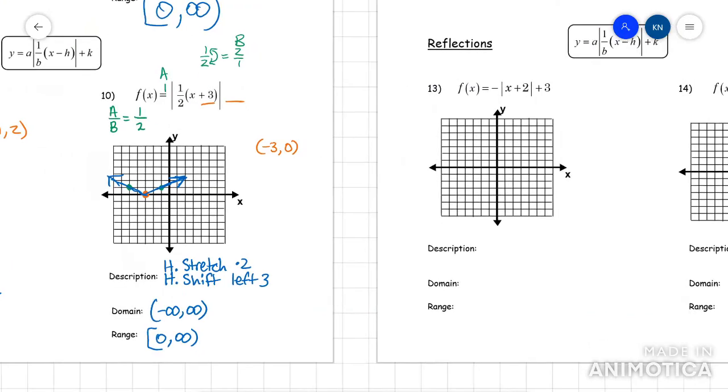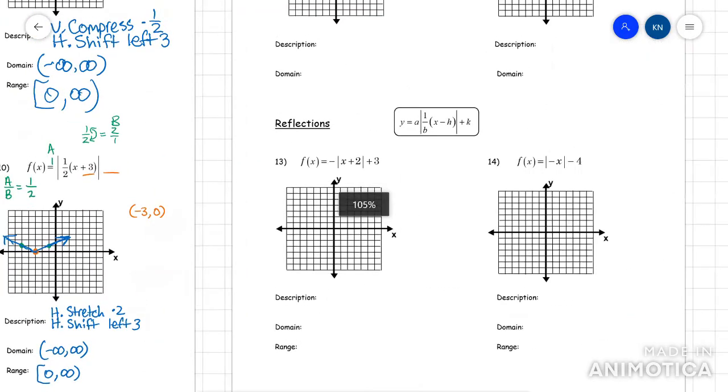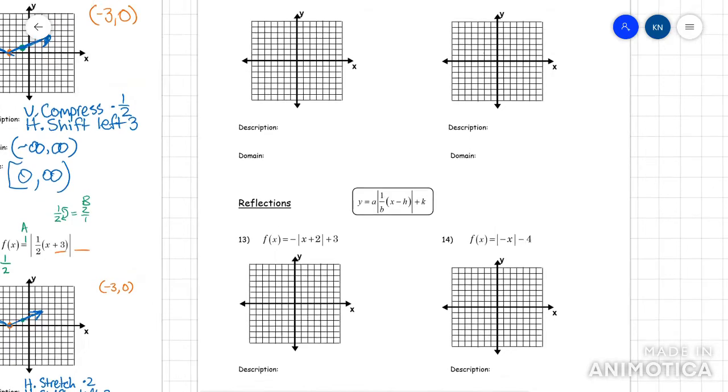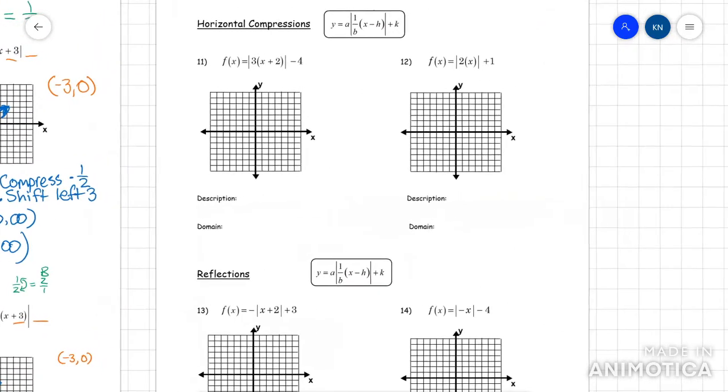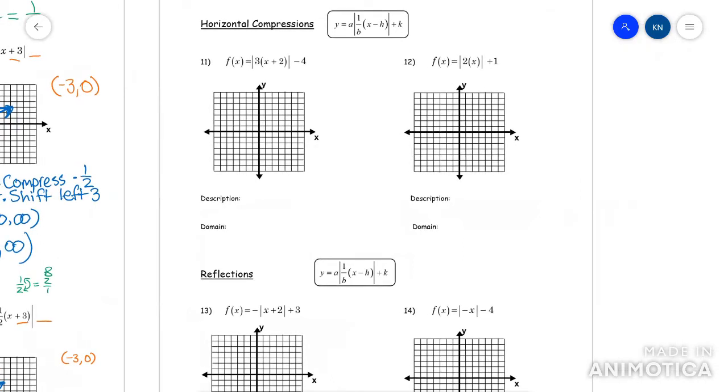Okay, this last page is where it's going to get, I don't know, reflections aren't that bad. You just, instead of going up, you go down. It's these horizontal compressions that are going to be kind of tricky for you. So here we go. First of all, find your HK. -2, -4. All right. A is 1. There's a 1 hiding out here. B is whatever's here flipped. So 3 flipped, put it 3 over 1, then flip it. Now it makes more sense.